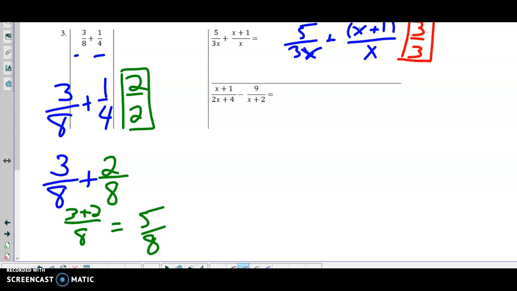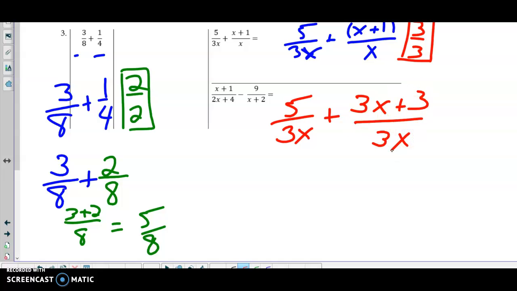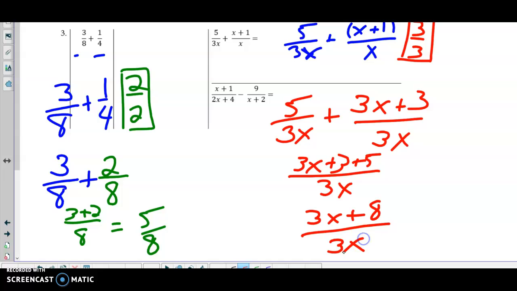All right, so now still looking at that, this one remains exactly the same. This one, however, is going to be 3x plus 3 over 3x. So the denominator is the same. Add the numerators, so that's going to be 3x plus 3 plus 5, so 3x plus 8 over 3x. And that would be your final answer. Again, we can't simplify the 3x's because in the numerator it's actually an expression, and it'd have to be 3x added to 8 before I could simplify.